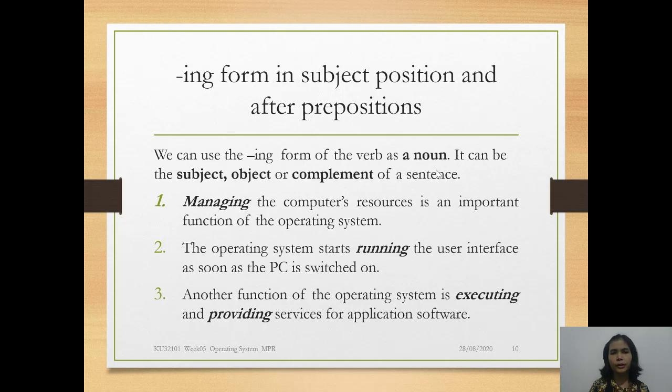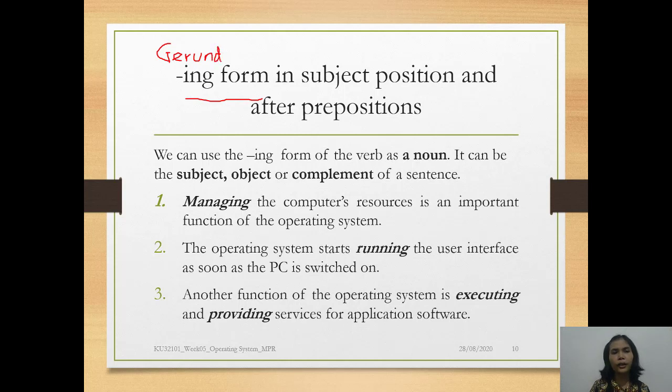So now we will see the grammar points of the ing form in the subject position and after a preposition. Now, as you know, the ing form, if you see another book, they can call it the gerund, okay, or the ing form, you name it. So right now we are using just the term ing form, so that you understand that the ing form is the verb plus ing.